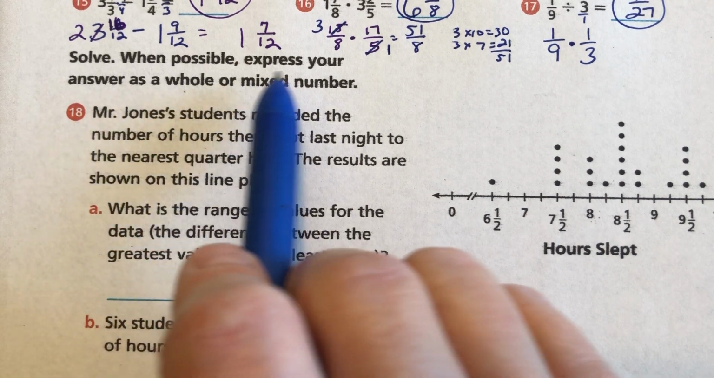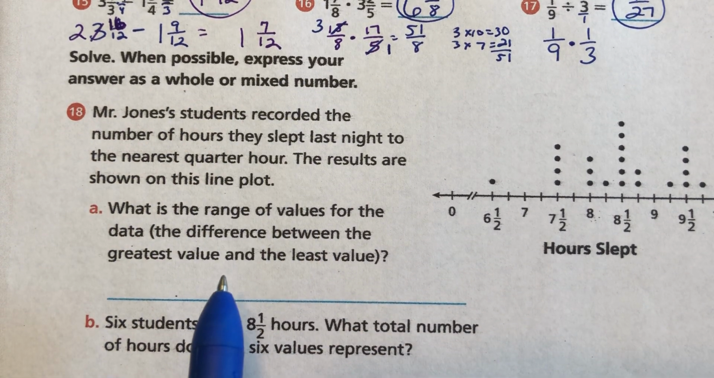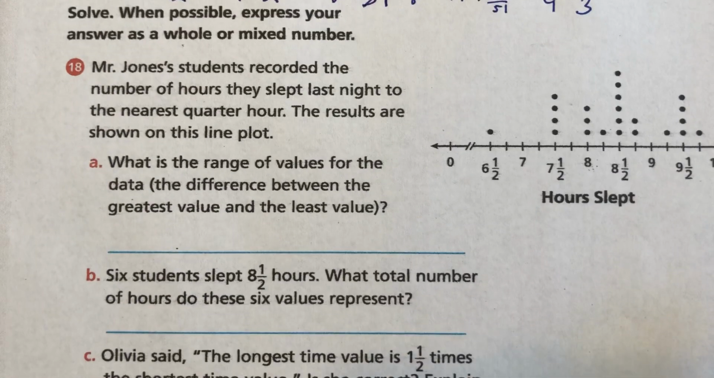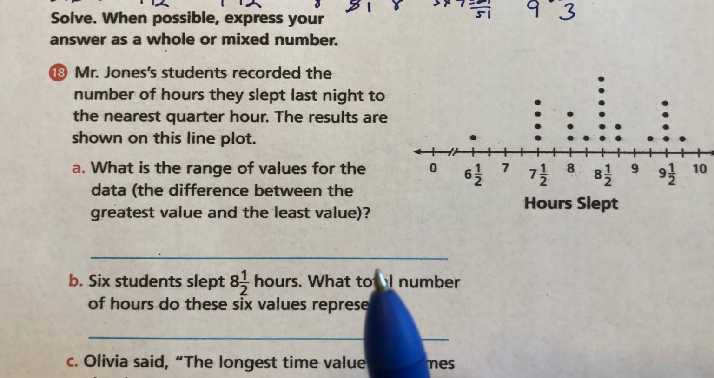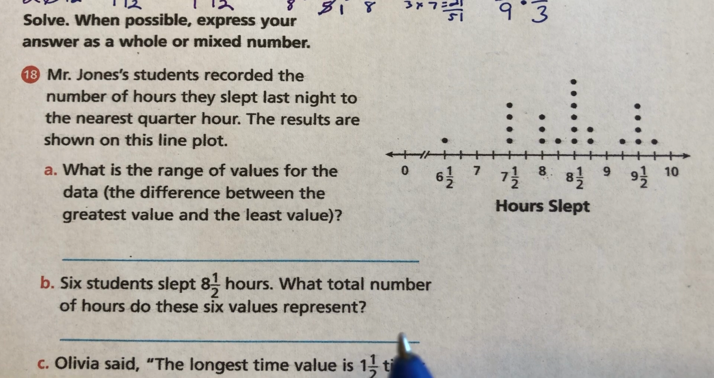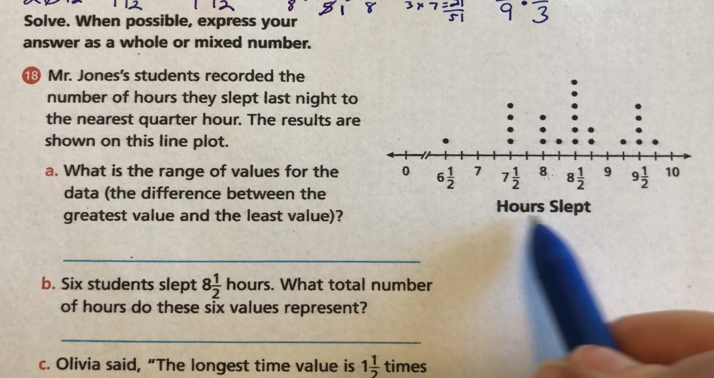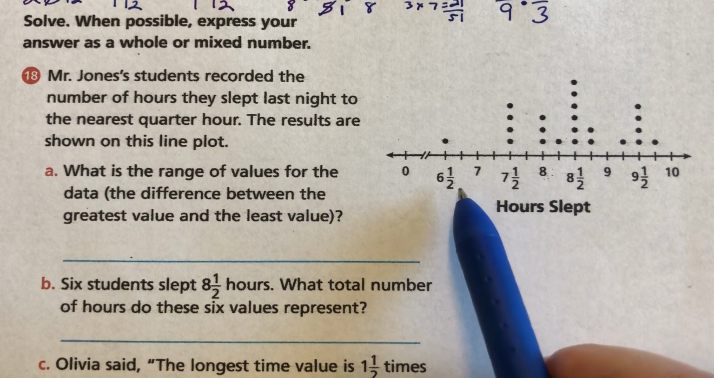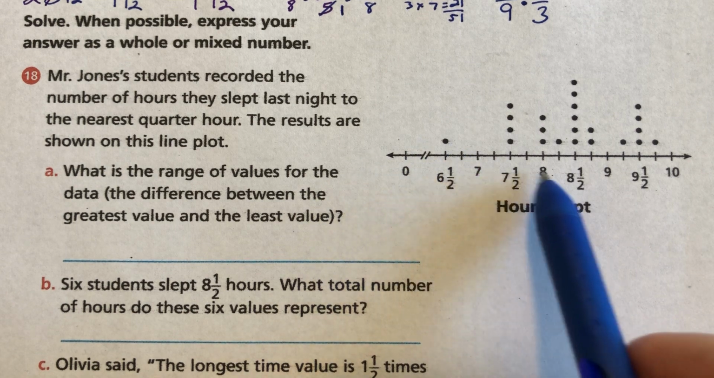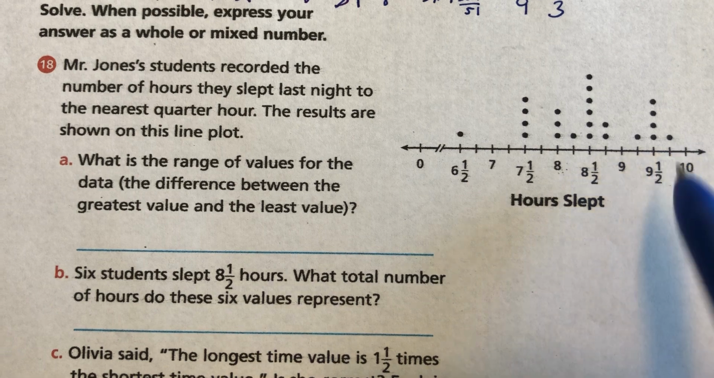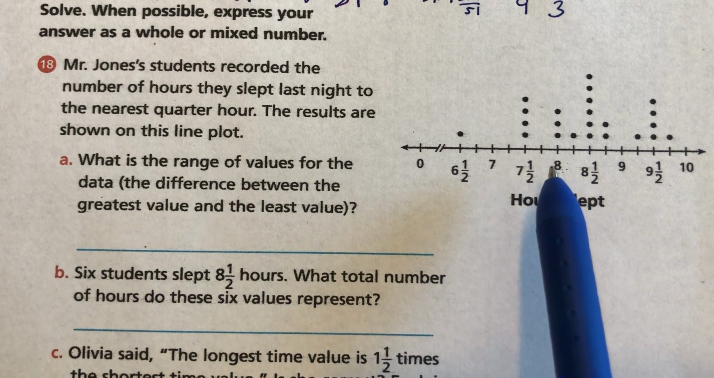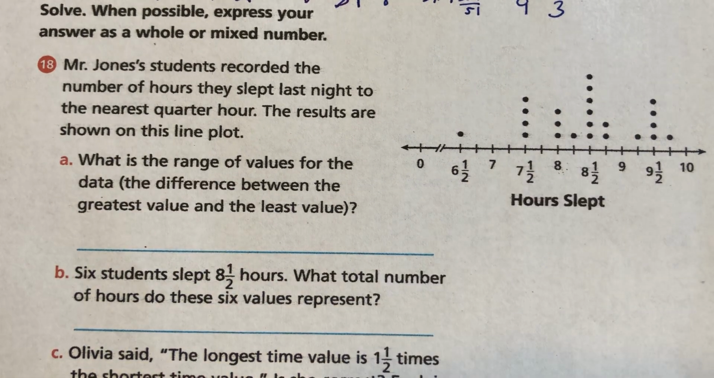It says solve whenever possible, express your answer as a whole or mixed number. I know, we're used to seeing those directions, right? This right here is a line plot or a dot plot, either one. It'll be called either name. We have hours slept, and there's a range here that looks like it starts from 6.5 all the way up. It shows up to 10, but the last person slept a little over that 9.5 mark. So we're gonna use this graph to answer these questions here.